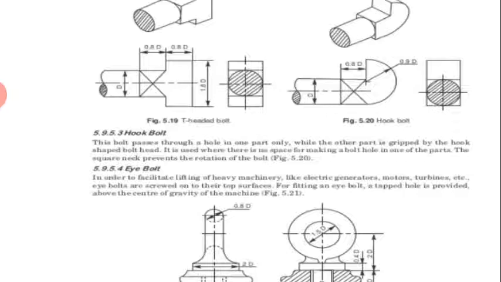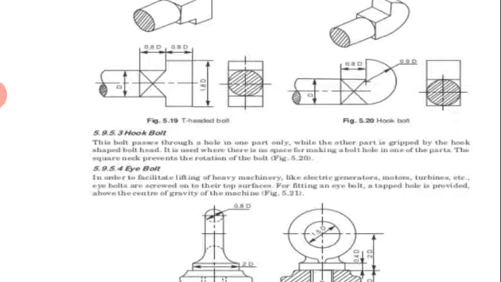So first of all, draw a reference line, mark the 20 mm diameter length, and the cross which is shown in the diagram means there is a square neck. The head remains outside the base. Then the length of the square portion is 0.8d, 16 mm.